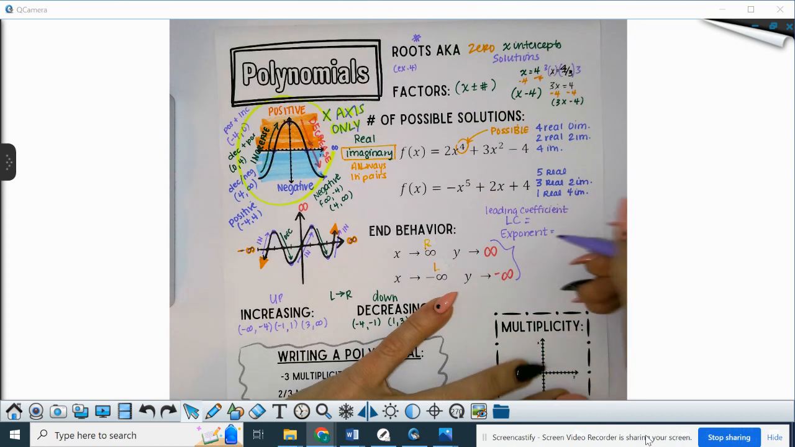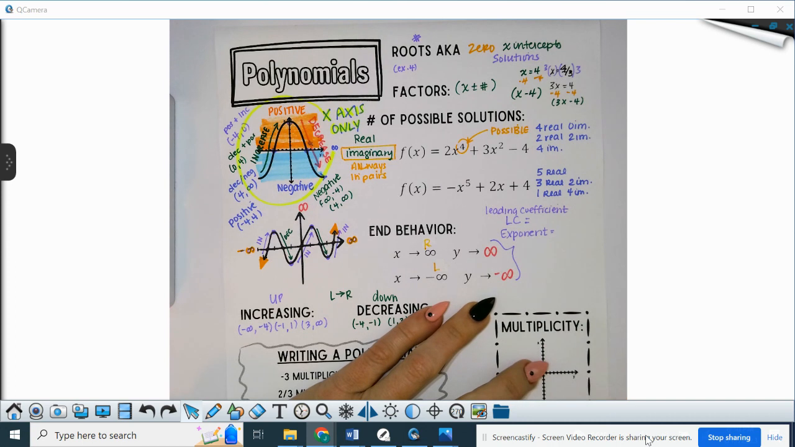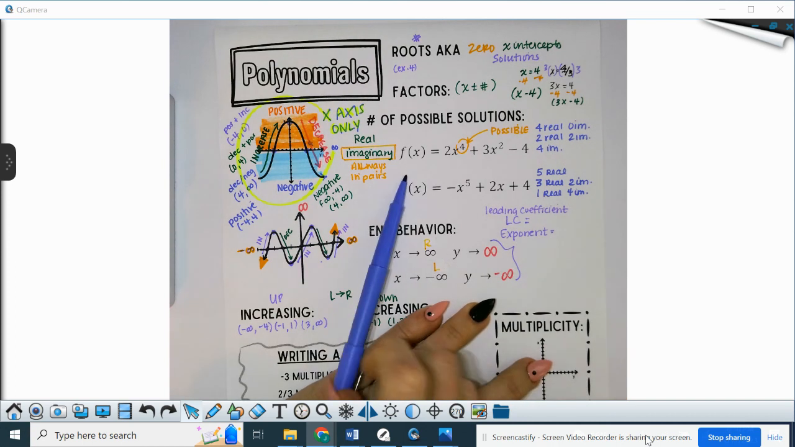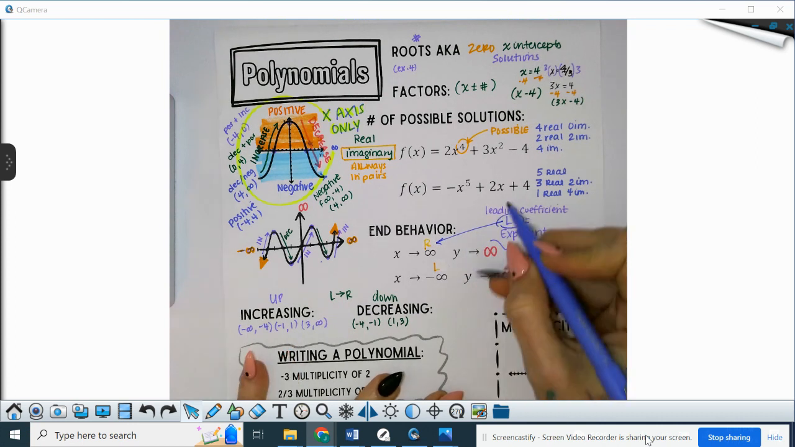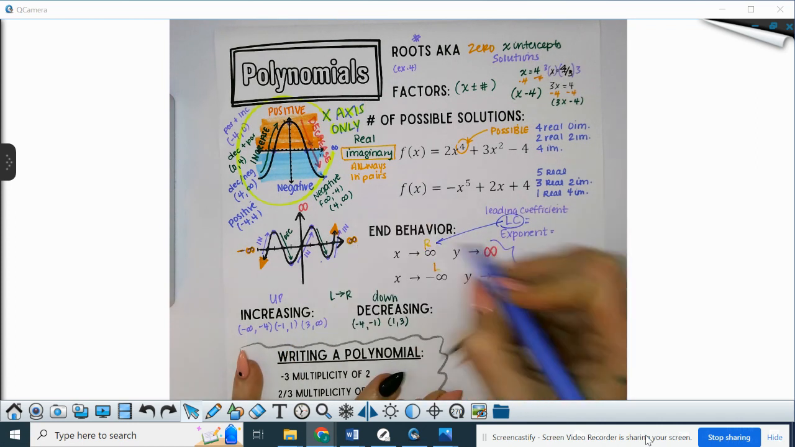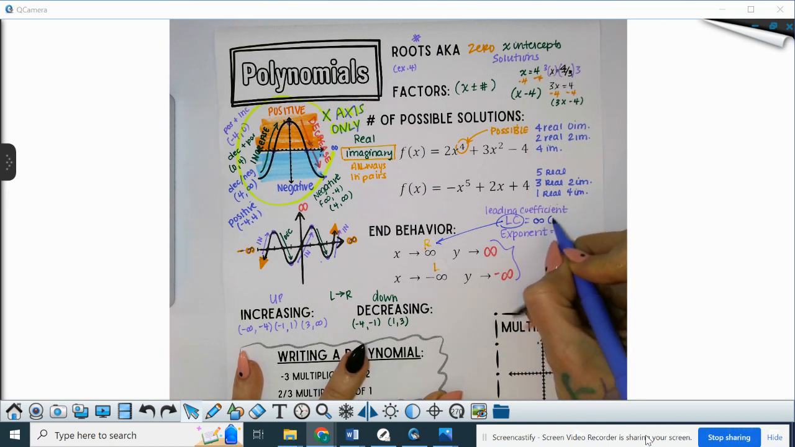So leading coefficient, exponent. The leading coefficient controls the right side. So leading coefficient controls the right side. And in this case, it's going up right here. So it's going to be a positive. So we know that the leading coefficient is positive.